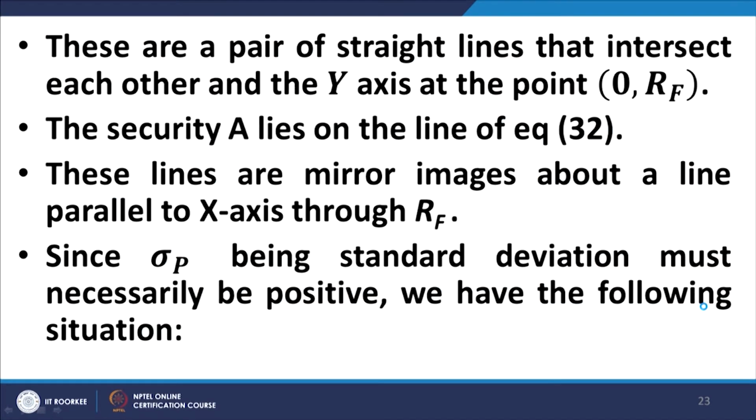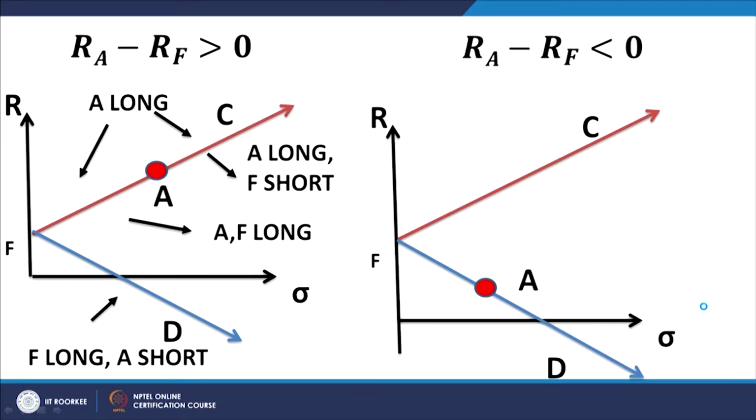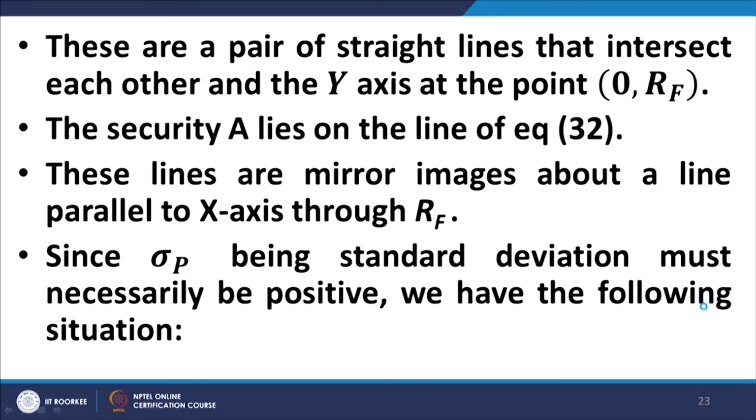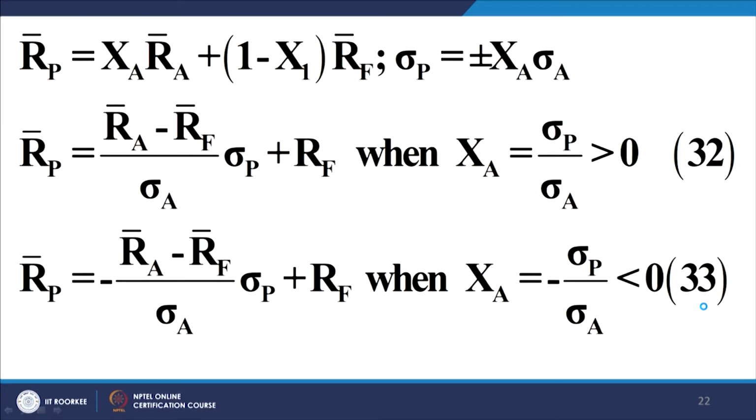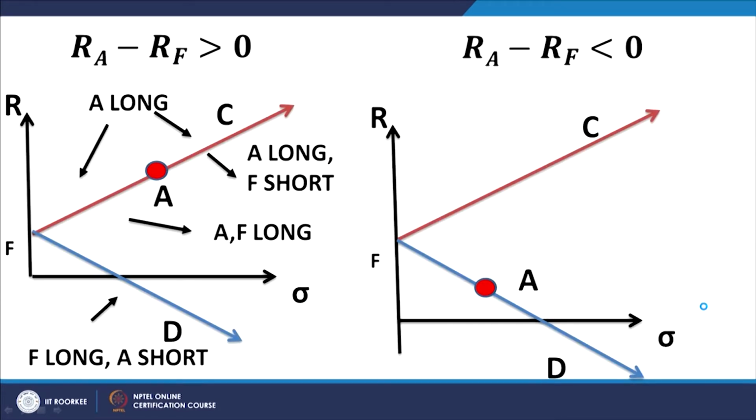The security A lies on equation 32. I have already mentioned that the lines are mirror images of each other about a line parallel to the x axis through R_F, because the slopes are inverse of each other. Since sigma_p, being a standard deviation, must necessarily be positive, we have the following situation. If R_A minus R_F is positive, equation 32 would be upward sloping, and equation 33 would be downward sloping. And as I mentioned, security A lies on the line represented by equation 32, and therefore we have the left hand side figure out of this pair of figures.